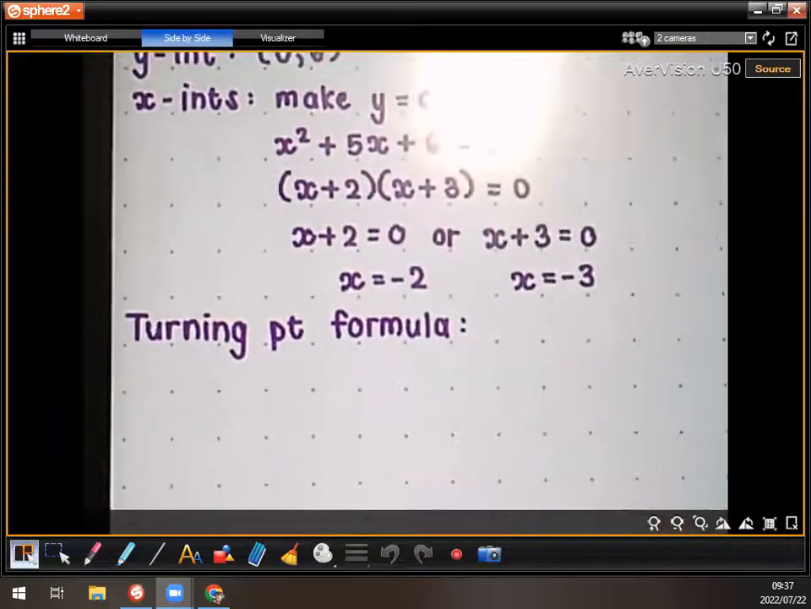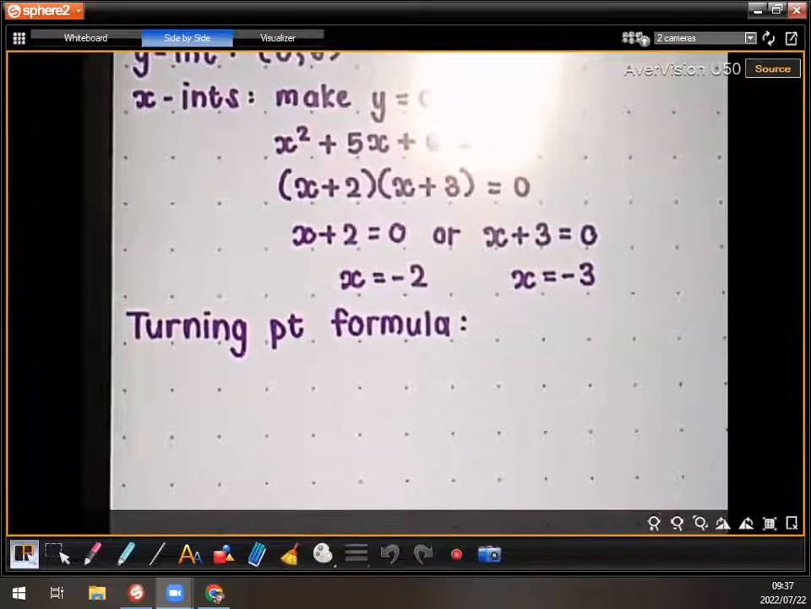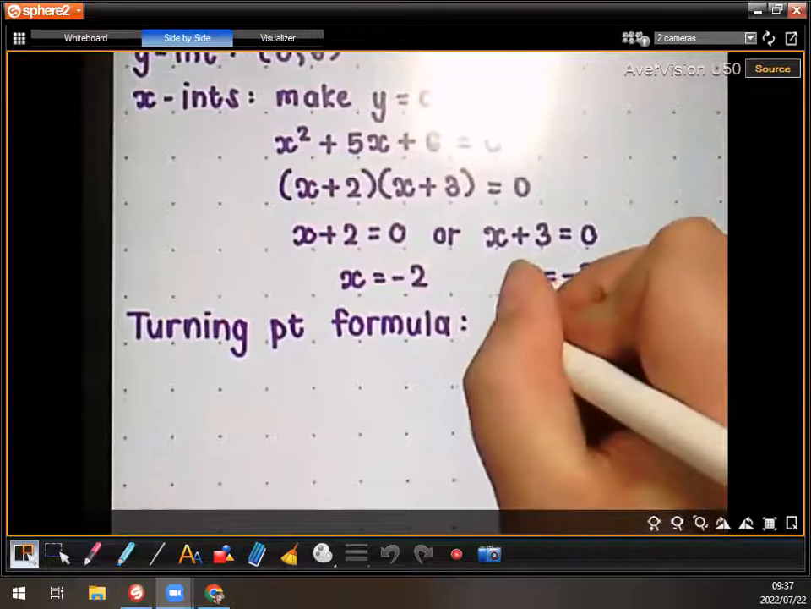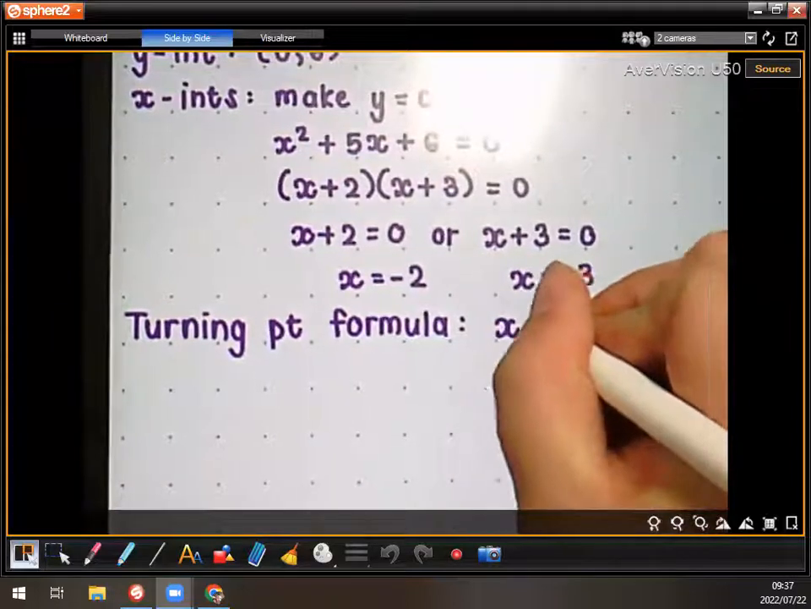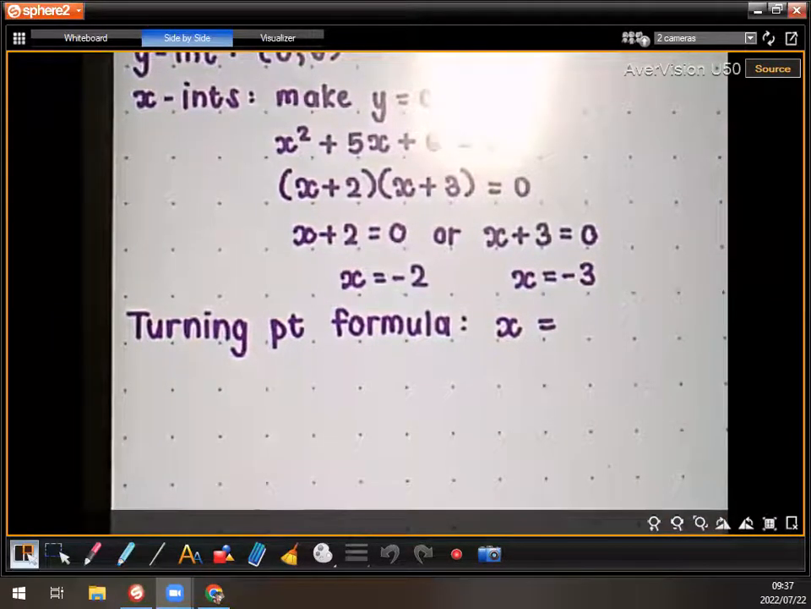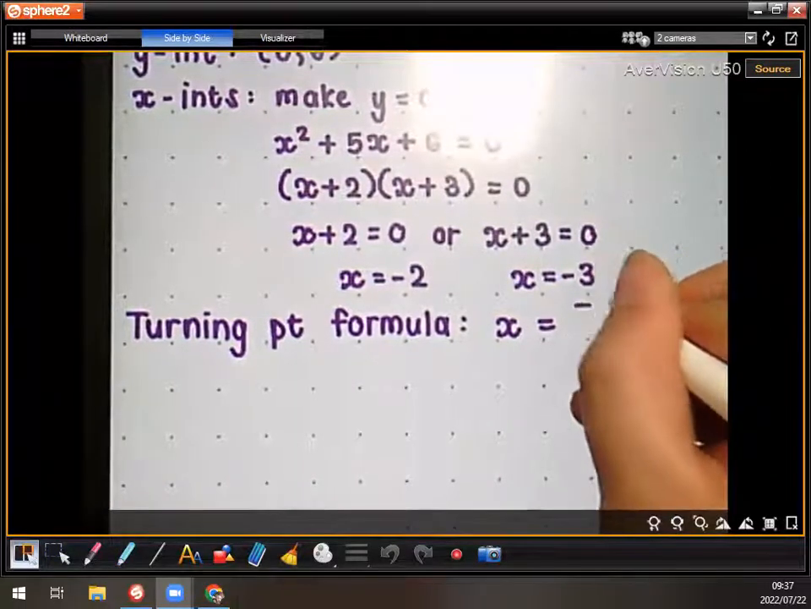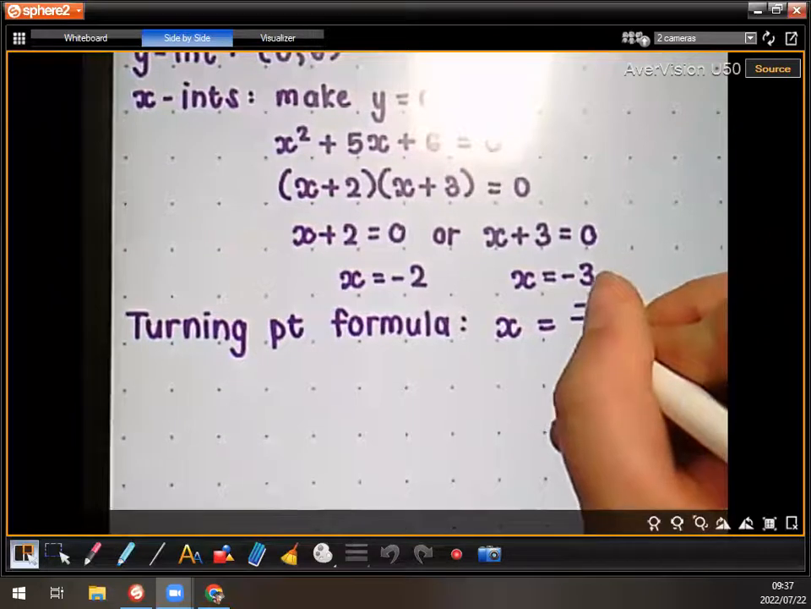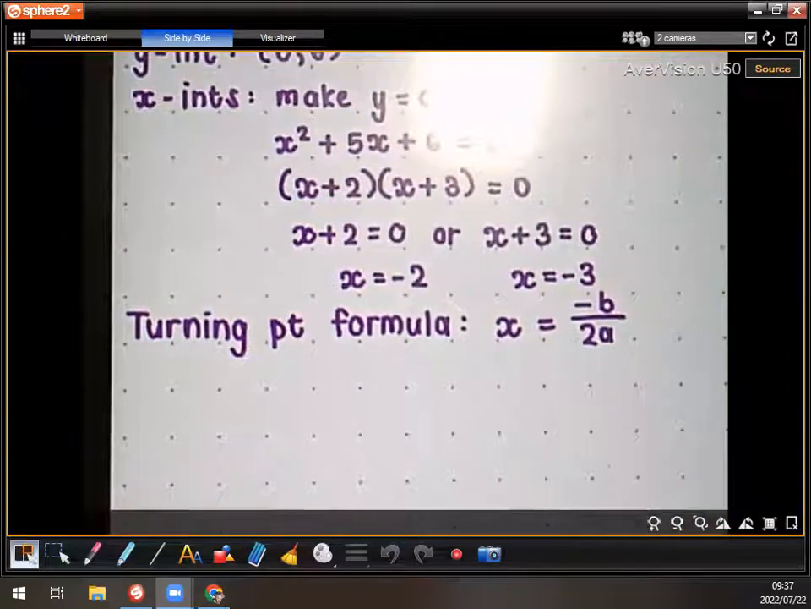is it. And this is something that you're going to have to remember off by heart. You're going to have to memorize this formula. You are first going to calculate the x coordinate of the turning point. And to get the x coordinate, the formula is negative b over 2a.